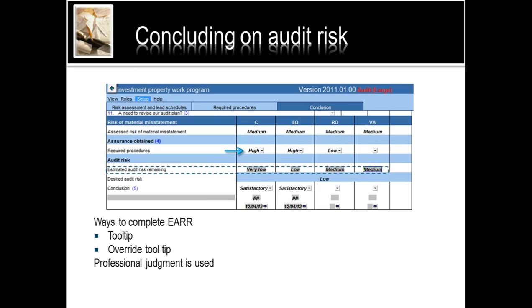How do I complete those gray blocks though? Well, you can type it in there, but we also have a tool tip there, which will tell you that from a computer side, without applying judgment, simply just looking at a 1 plus 1 or a 2 minus 1, what does the computer say would it ordinarily or mathematically have been the estimated audit risk remaining? Let's look at that.